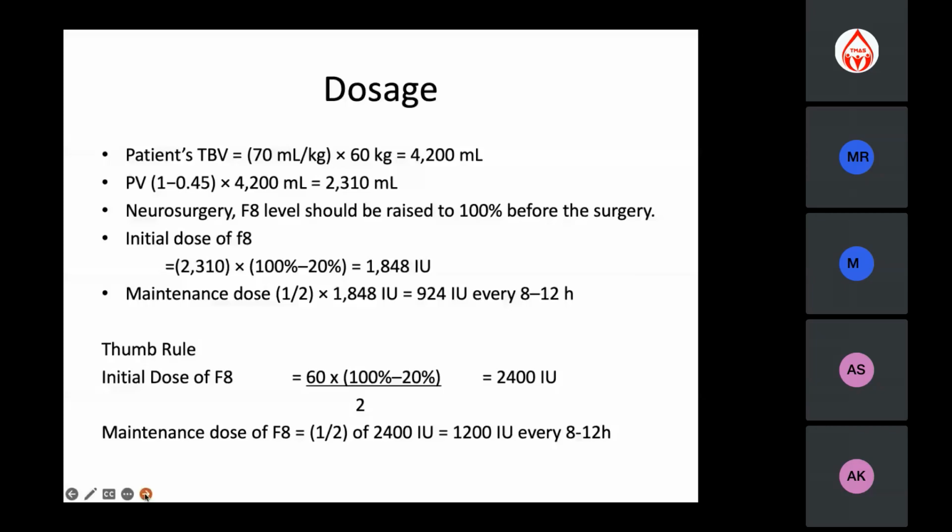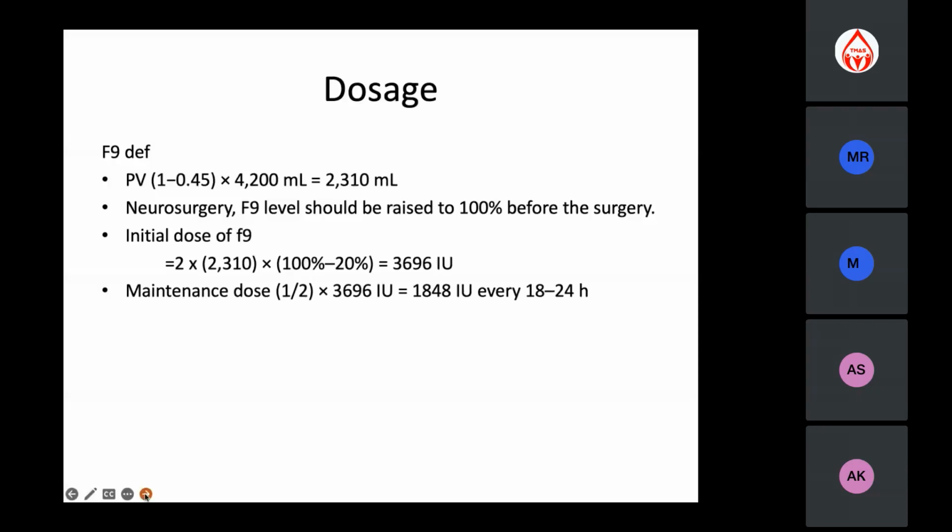Similarly, for factor 9, we can identify the initial dose as twice the actual dose which we calculated for factor 8, that is 3,696 international units, and the maintenance dose is half the initial dose, that is 1,848 international units every 18 to 24 hourly. Using the thumb rule, 8 into the expected increment in factor levels comes around 4,800 international units, and the maintenance dose is half the initial dose, that is 2,400 international units every 18 to 24 hours.